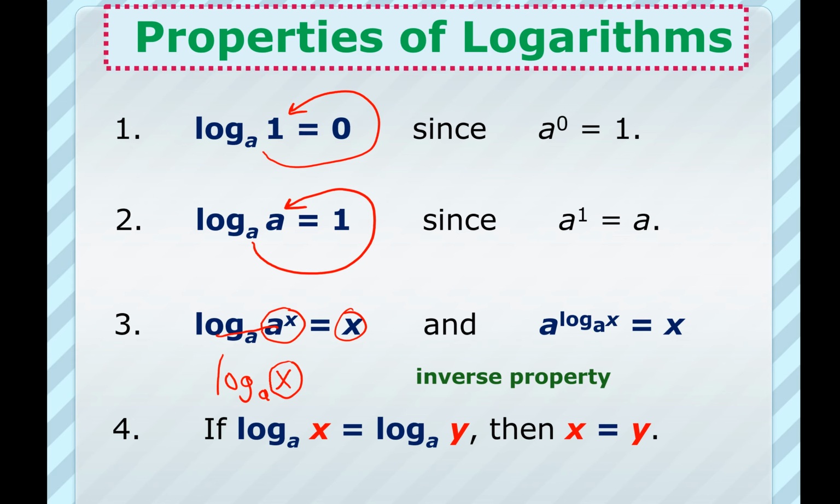And then this one's one of my favorites. It's kind of what I call the obvious property. If log of something equals log of something else, then the somethings have to be equal to each other. It's called the one-to-one property. They match up one place to one place.